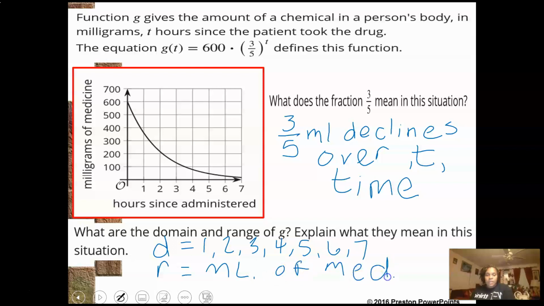Okay. So once again, this lesson was just about interpreting exponential functions and interpreting the data. And if you knew how to interpret the data, your practice is the same way. It's an application problem.